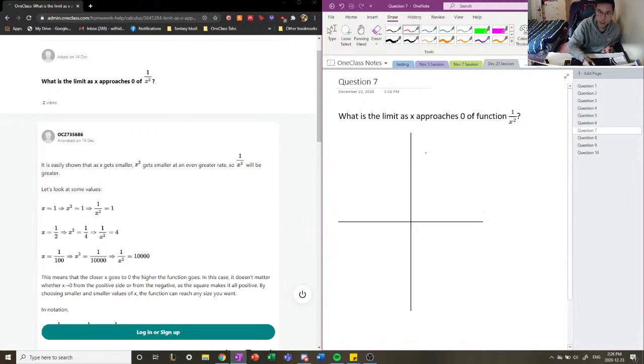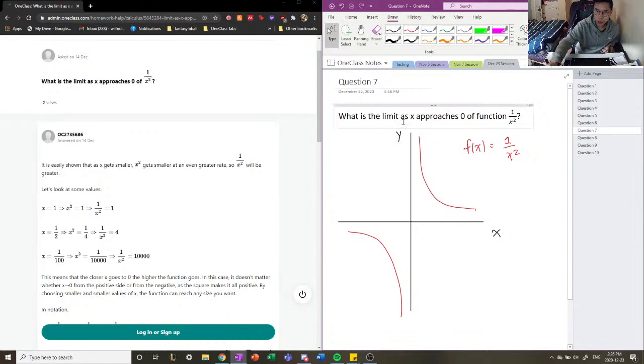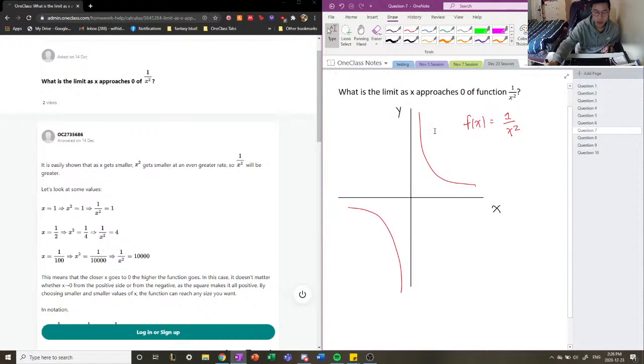Okay, so it's asking us to find a limit of a reciprocal function, so it probably looks like this. This is definitely not to scale, but f of x equals 1 over x squared, where the axes are labeled x and y. So as x approaches 0 of the function, we can calculate the limit from both sides, okay? Oh wait, actually, you know what? This is not right. I just realized something. It's 1 over x squared. So it should be this.